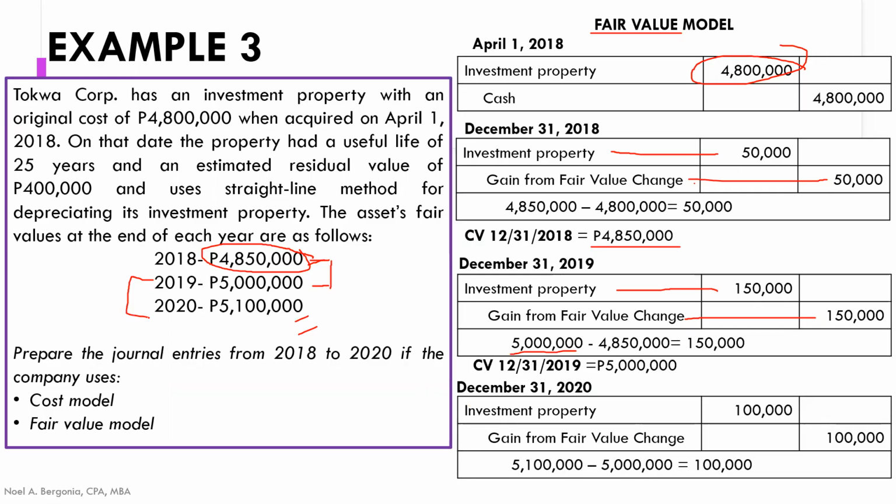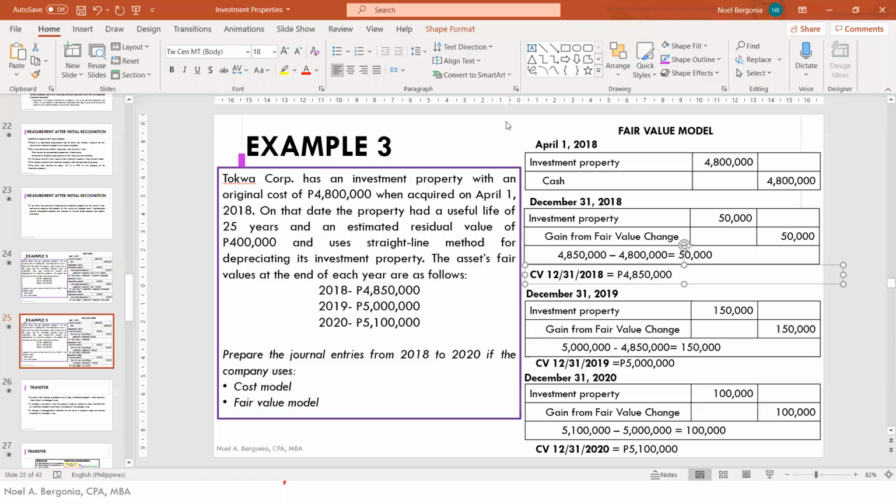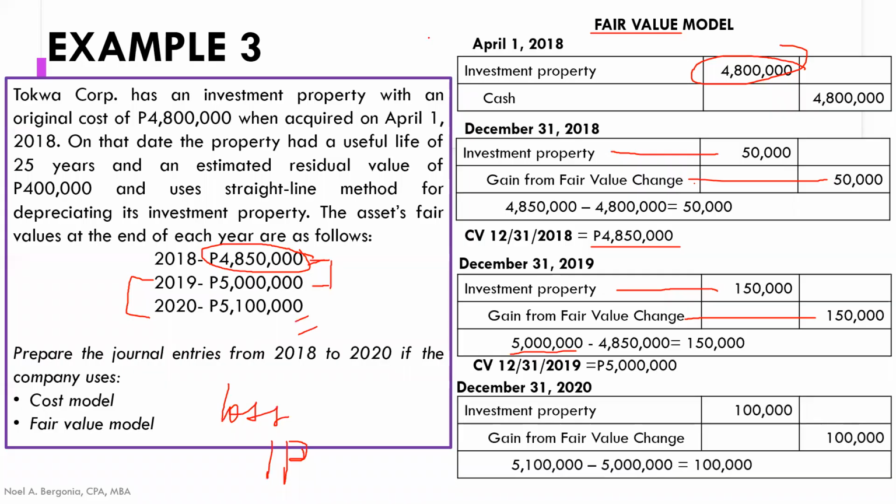Sir, is it possible for it to decrease also? Yes, if it decreases, then you debit loss and credit investment property. Okay? So that's all. If the fair value goes down, it means there would be a loss to be recorded. Okay? So, any questions or clarifications? Again, please let me know on our respective chat boxes.